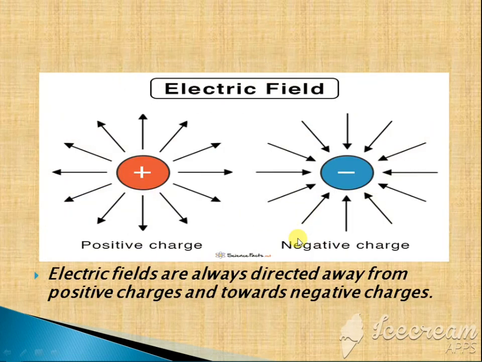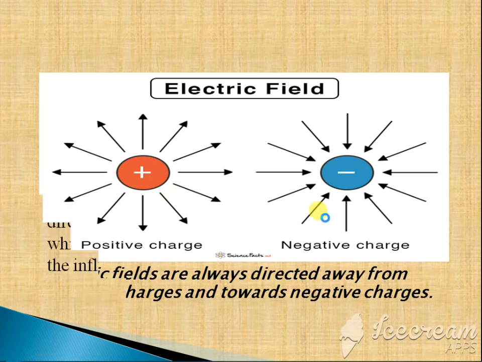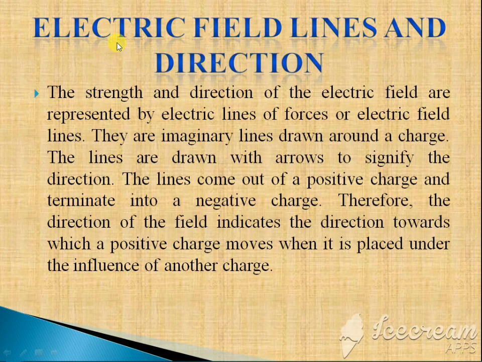In this diagram, the positive charge is away from the center and negative charges move towards the center. The electric field is always directed away from the positive charges and towards the negative charges. Electric field lines and direction.